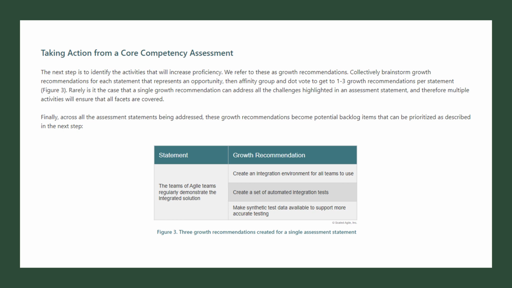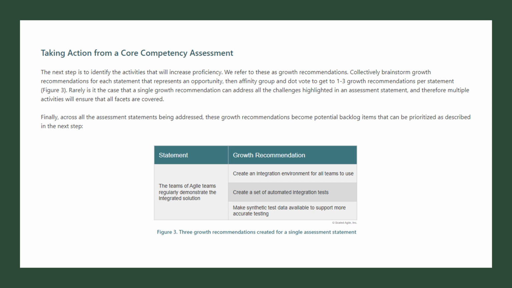Rarely is it the case that a single growth recommendation can address all the challenges highlighted in the assessment statement, and therefore multiple activities will ensure that all facets are covered. Finally, across all assessment statements being addressed, these growth recommendations become potential backlog items that can be prioritized, right? The picture you are seeing now is an example of three growth recommendations created for a single assessment statement.